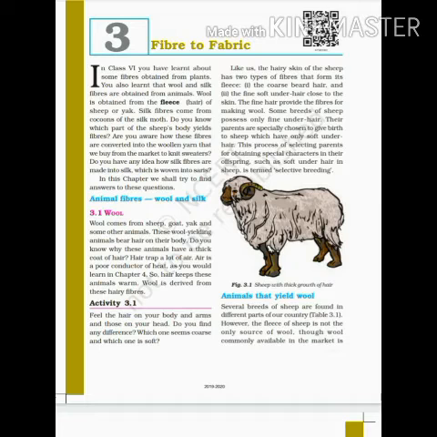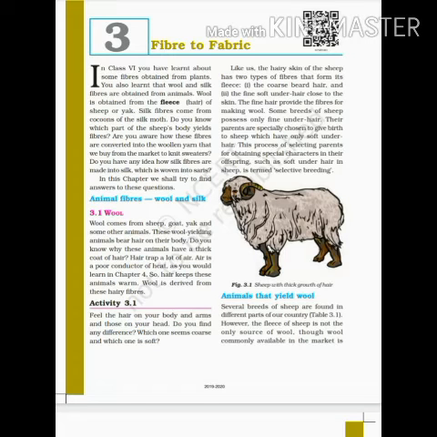And what are the natural fibers? There are also two types. The first one is plant fiber and the second one is animal fiber. What are the examples of plant fiber? I have already discussed that these are cotton, flax, jute. And what are the animal fibers? They are wool and silk.